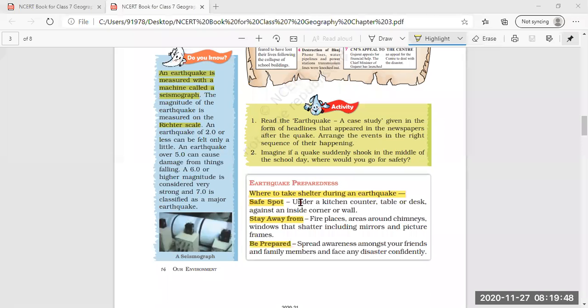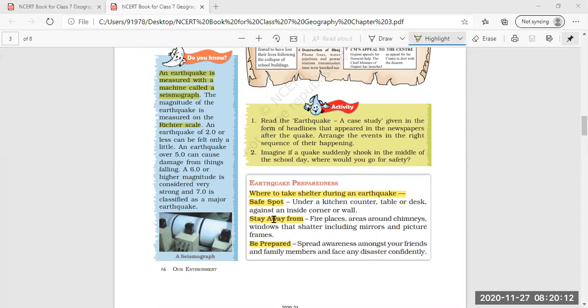Now, today we are going to continue with the lesson on earthquake preparedness. How should we be prepared if we might have to face an earthquake? How should we prepare ourselves during the occurrence of the earthquake? First of all, we will see where to take shelter during the earthquake.